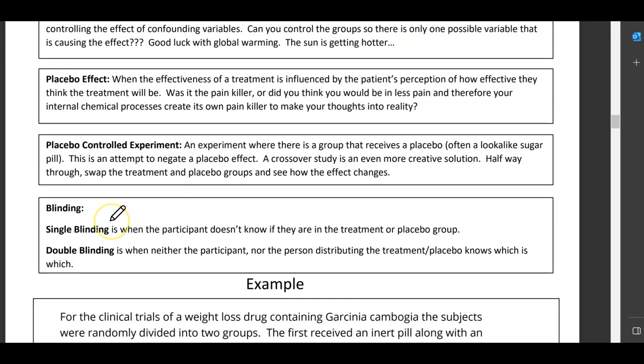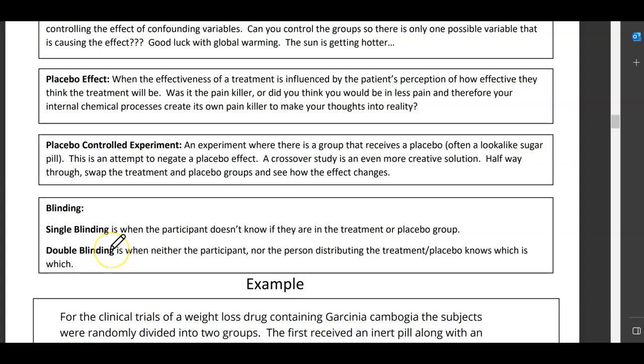Blinding. Single blinding is when the participant in the study doesn't know if they're in the treatment or placebo group. It's pretty hard to single blind if you're in the control group and it's not placebo. Like, okay, so I want you guys to stand up and do squats, and I want you guys to sit in the chair and not do squats because we want to see how much squats affect blood pressure. Well, you know which one you're in. So it's really the placebo groups that have the blinding as a potential.